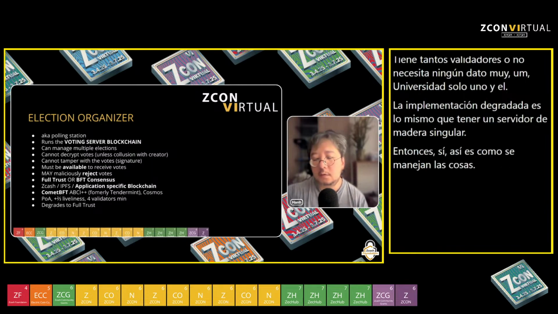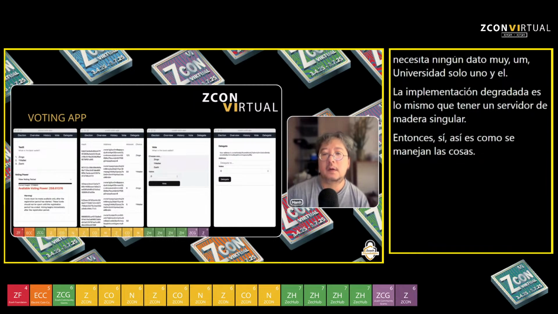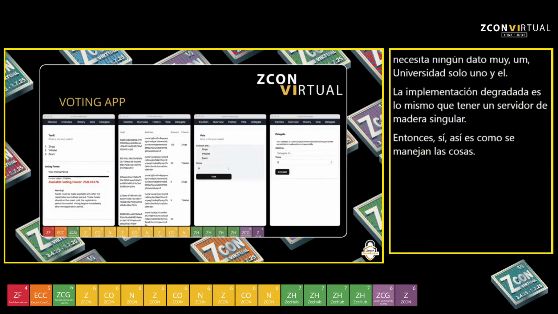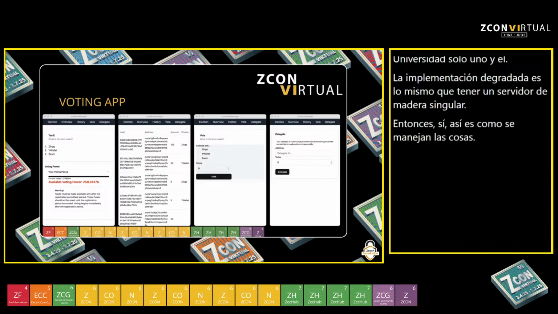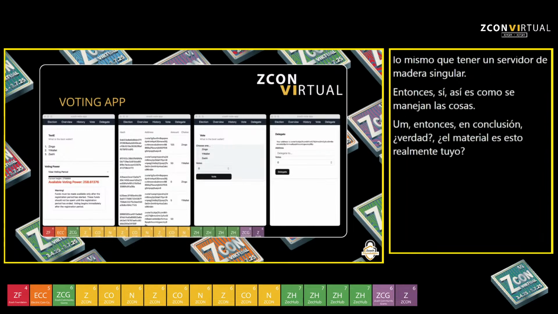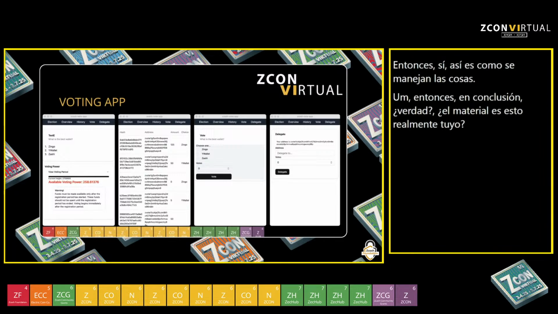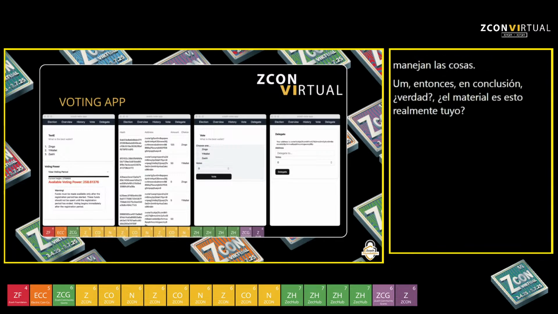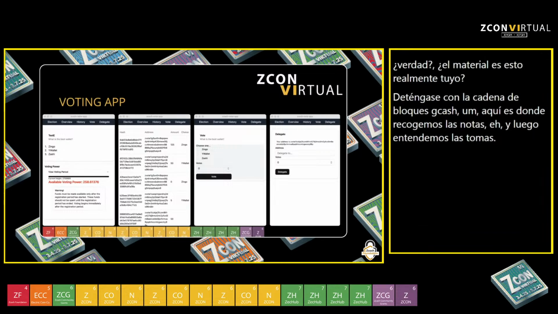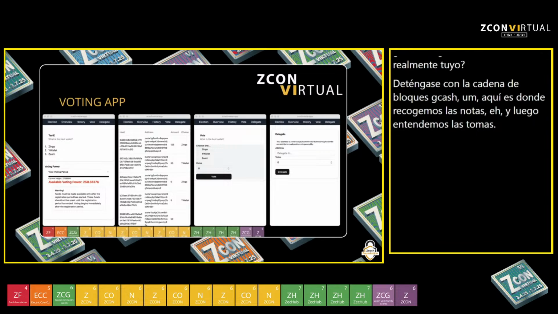So in conclusion, you start with the Zcash blockchain. This is where we pick up the notes, and then once we have the snapshot, the rest of the transactions, the voting transactions, will happen in the application's blockchain.